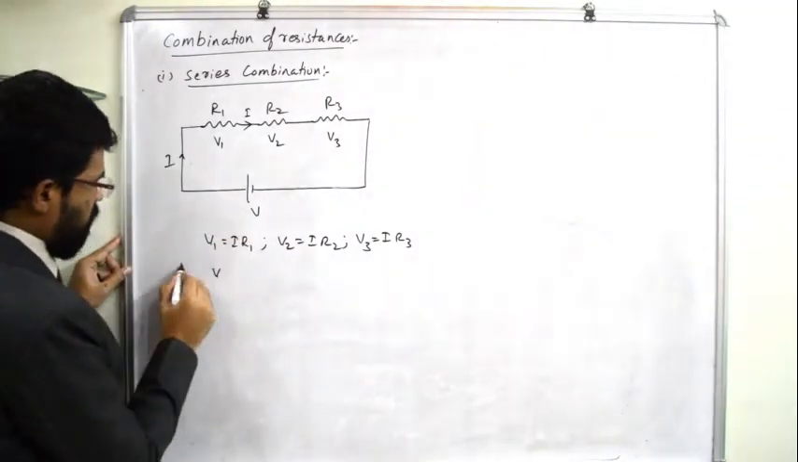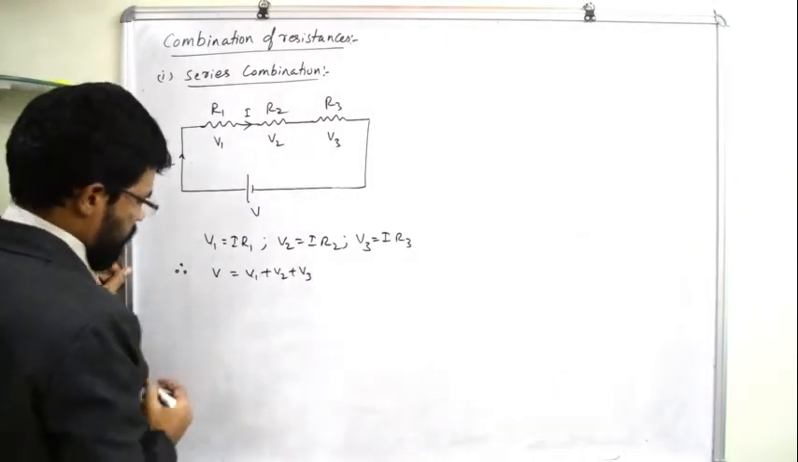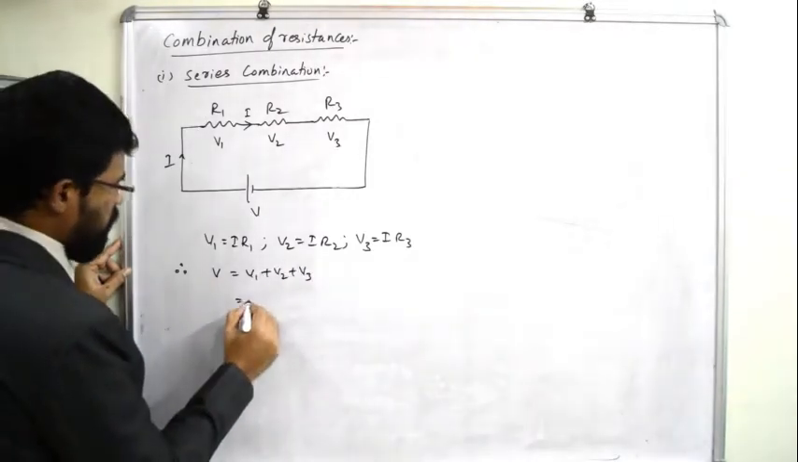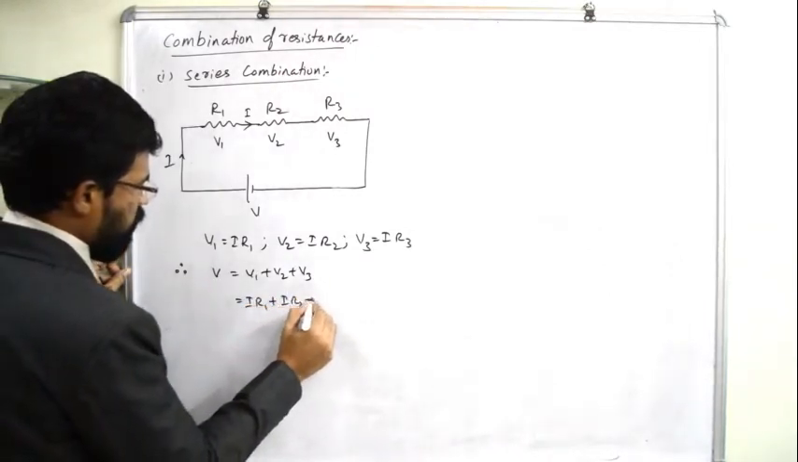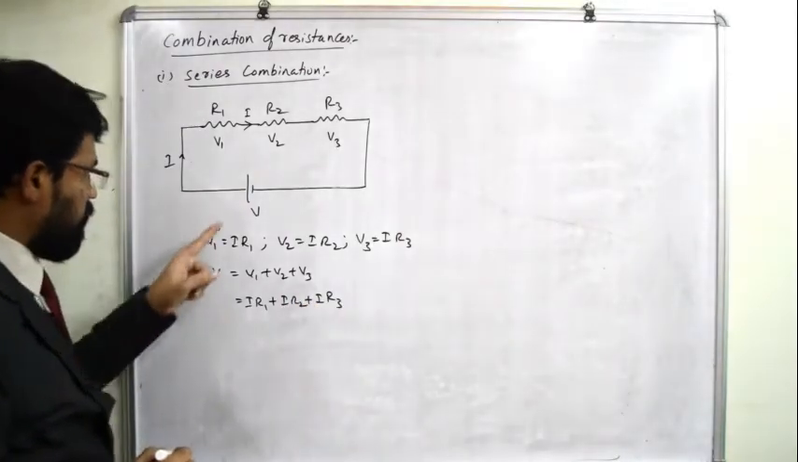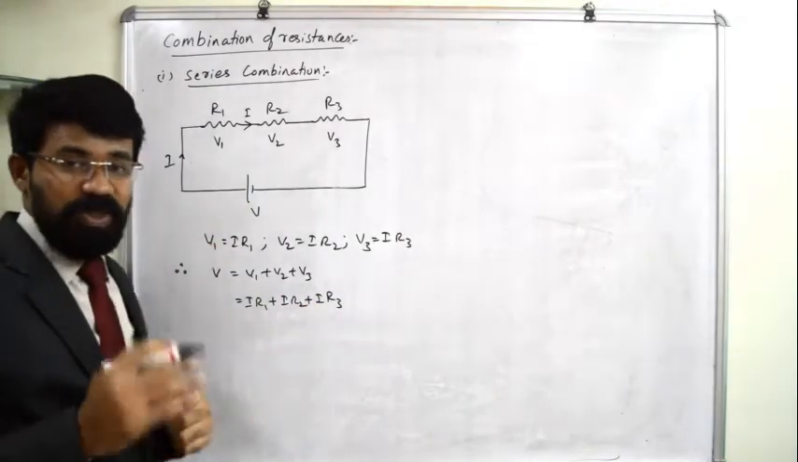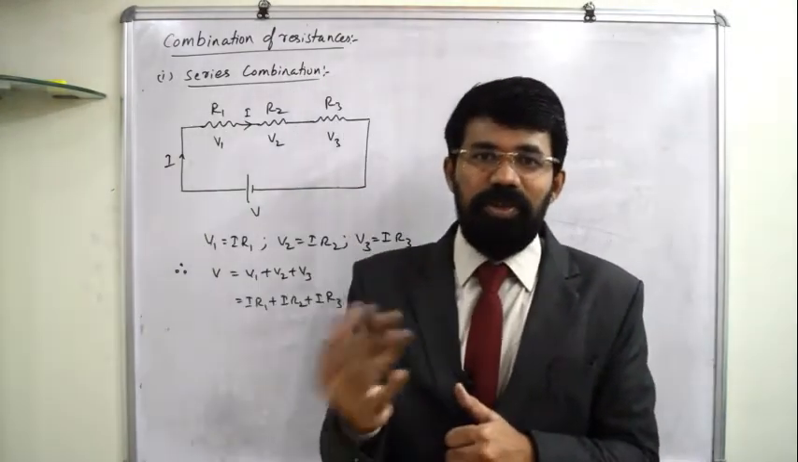So V is equal to, therefore V is equal to V1 plus V2 plus V3. What is V1? V1 is I into R1 plus I into R2 plus I into R3. What about this V? This is the total potential. In terms of Ohm's law, total potential can be expressed as total current into total resistance.